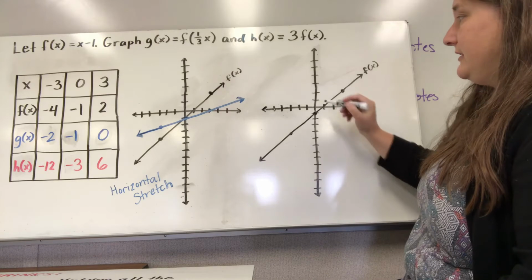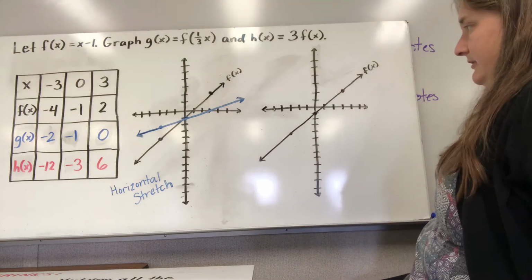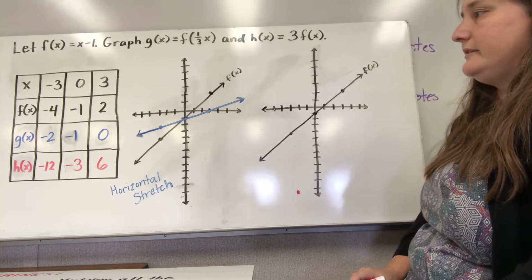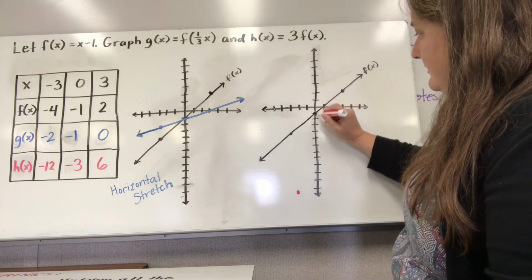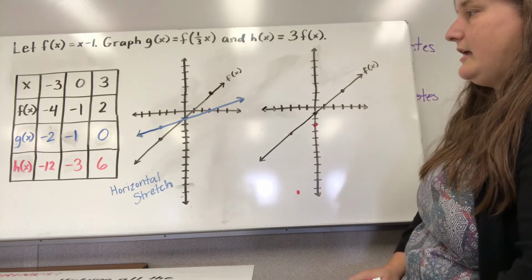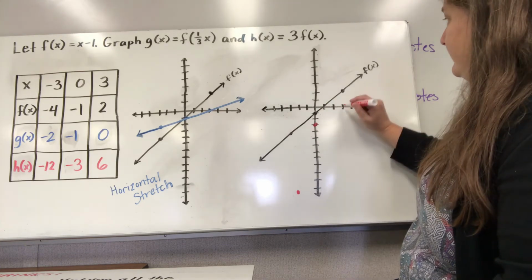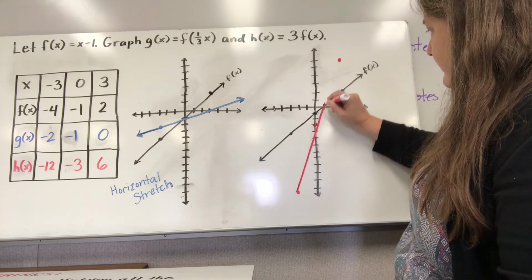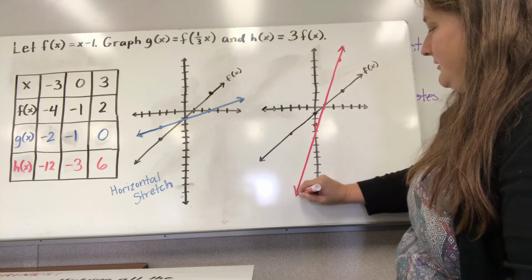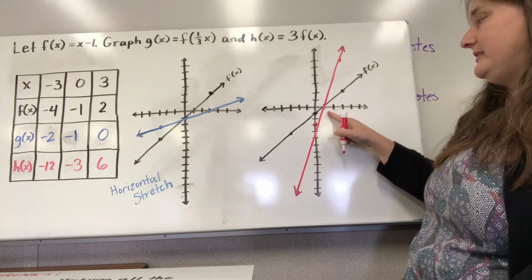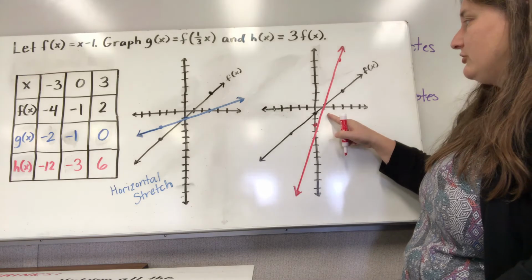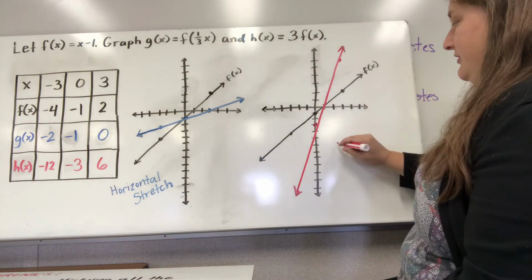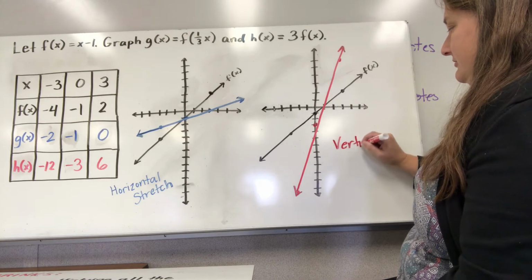So I now have negative 3, negative 12. I've got 0, negative 3. And I've got 3, 6. So on this one, my x-intercept stayed the same, and this guy actually went from being here to stretching away from the x-axis. So this is a vertical stretch.